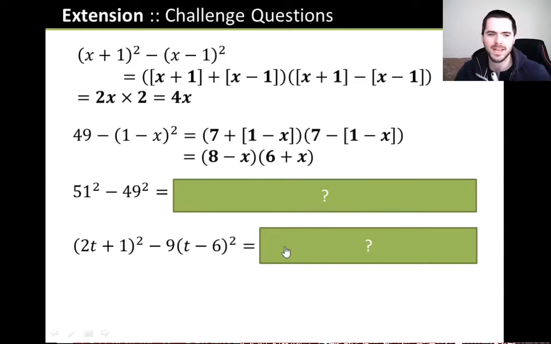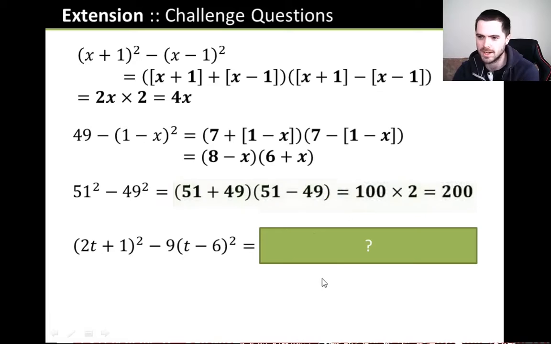This is the bit where I really kind of like it, this bit on 51 squared minus 49 squared. Because again, it looks awful. But what we're actually looking at is some square values. So this is the same as 51 plus 49 times 51 minus 49. 51 plus 49 is 100. 51 minus 49 will be 2. So the answer is 200. 51 squared minus 49 squared, 200.